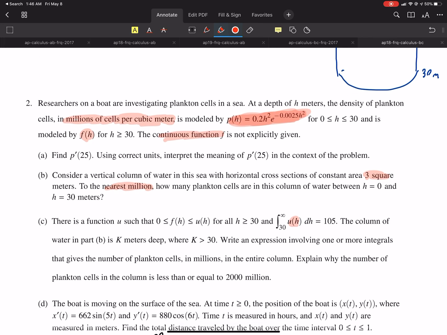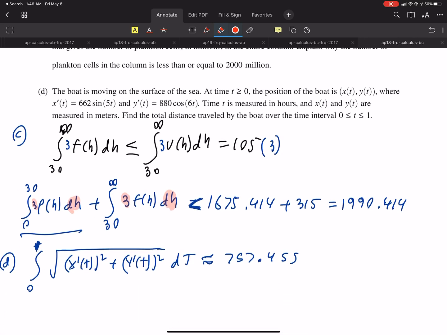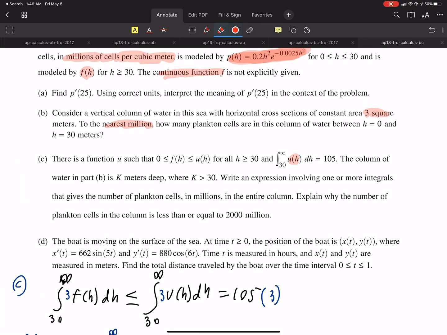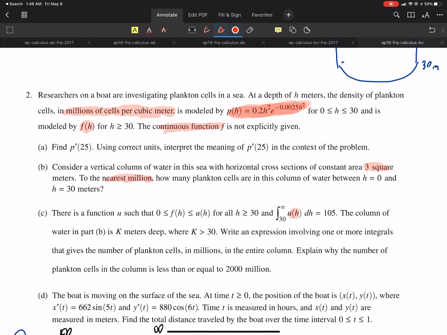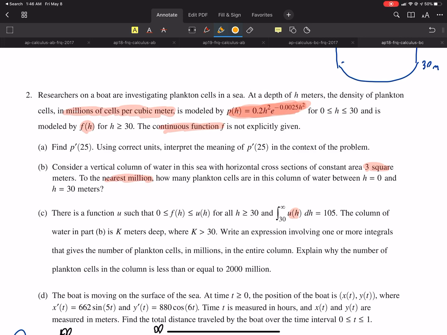Okay, part C. Oh, I have it here. Okay, good. Part C is crazy. It takes a while to process, and it's kind of confusing. So what happens if you are greater than 30 meters deep, they give you a new function.